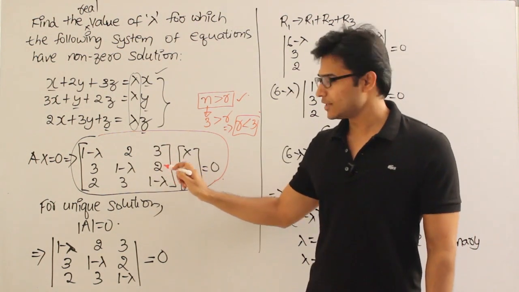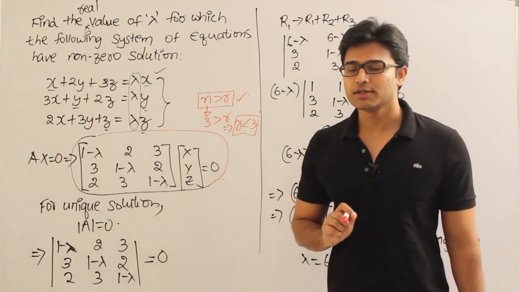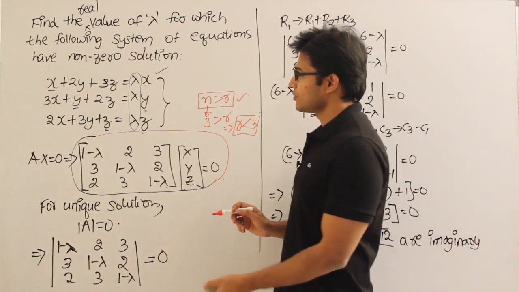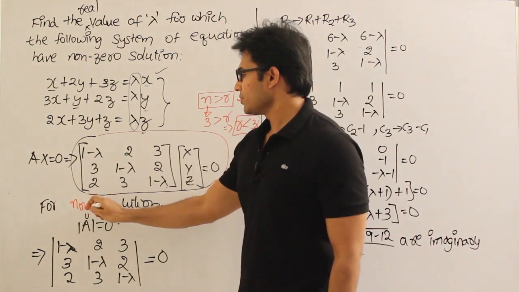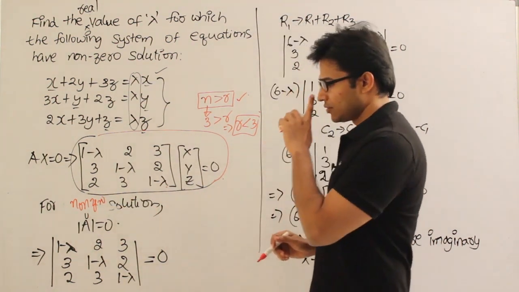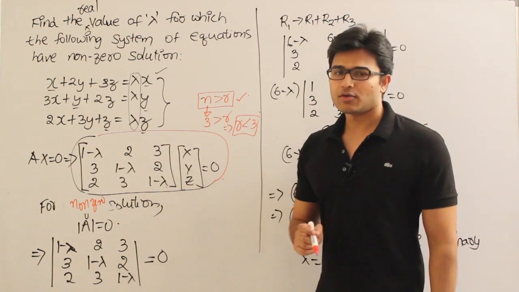So what does it mean? If this rank has to be less than 3, then definitely the determinant has to be 0. For that reason, not for a unique solution, for a non-zero solution, mod A should be equal to 0. Then det A should be equal to 0. Then I am going to find out the determinant.